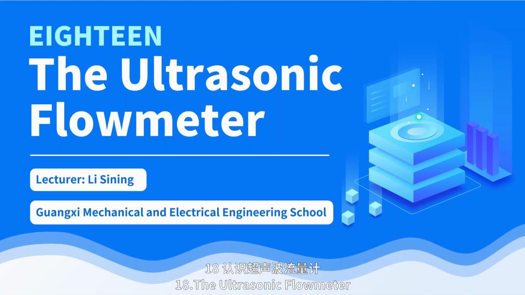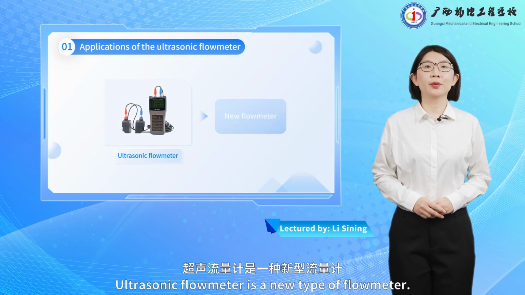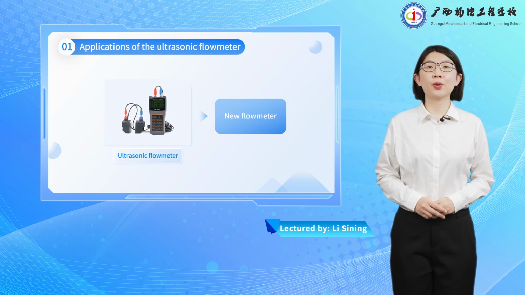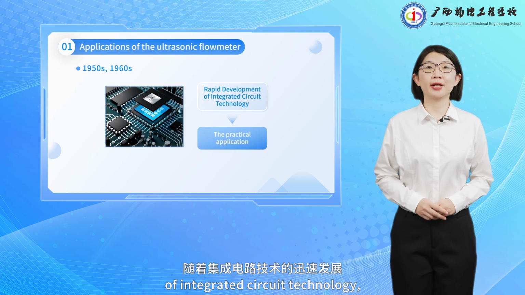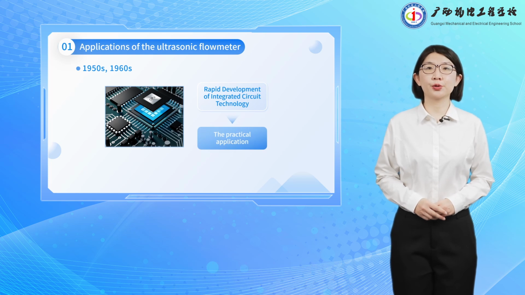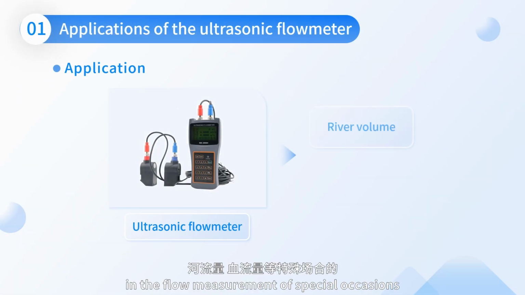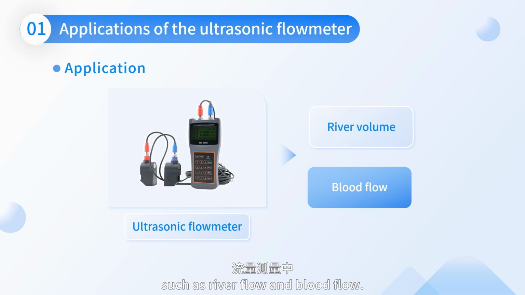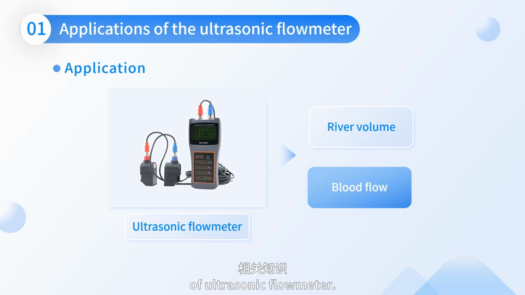18. The ultrasonic flowmeter. The ultrasonic flowmeter is a new type of flowmeter. Since the 1970s, with the rapid development of integrated circuit technology, it has been applied in practice. At present, it has been successfully used in the flow measurement of special occasions such as river flow and blood flow. In this lesson, we will learn the relevant knowledge of the ultrasonic flowmeter.